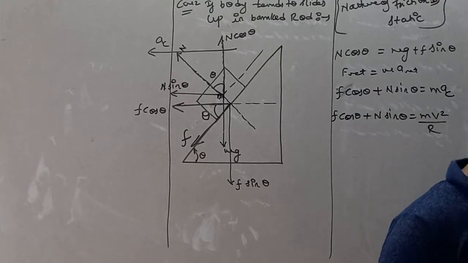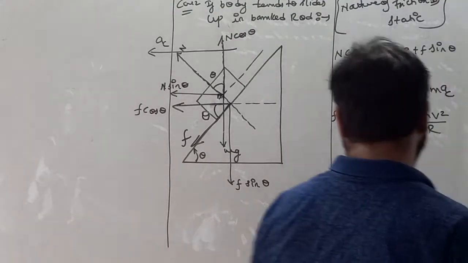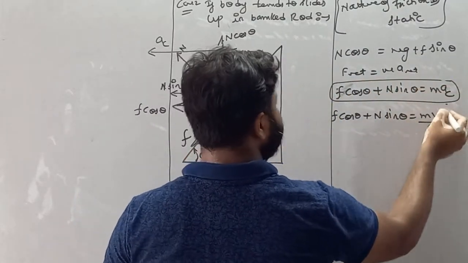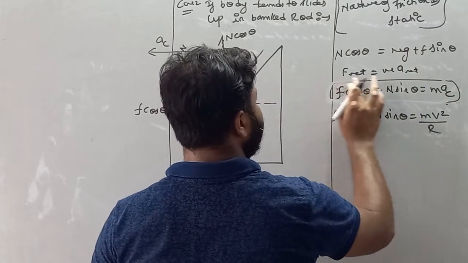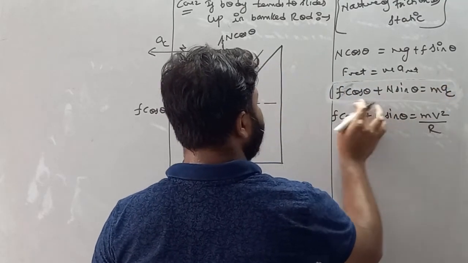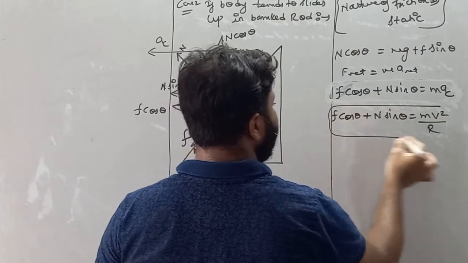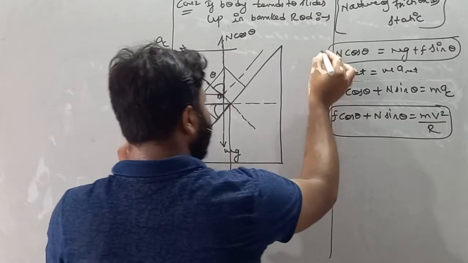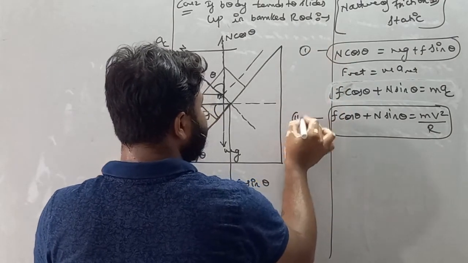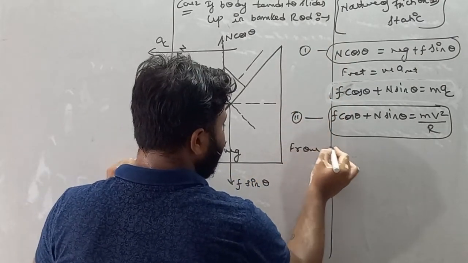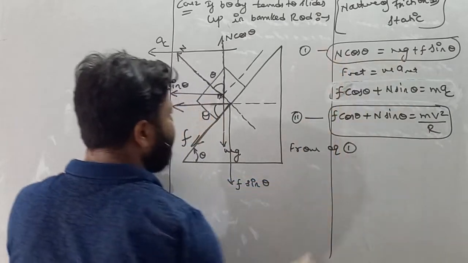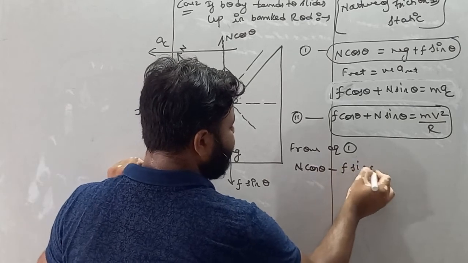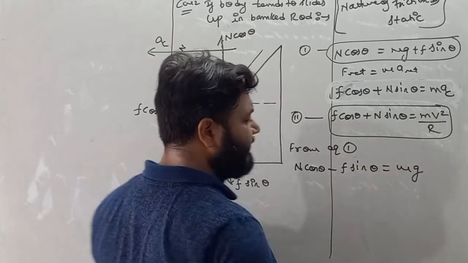So n cos theta. Now see, this is our first equation, and this is our second equation. Now I am taking f sin theta this side. So from the first equation, I am taking f sin theta this side. So I can write n cos theta minus f sin theta equals, my dear student, mg.